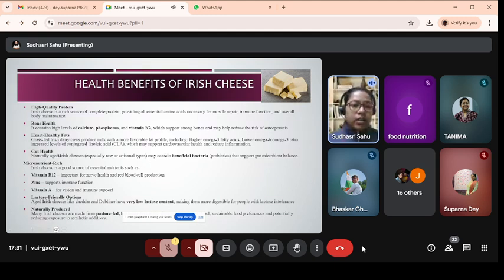And for gut health also, naturally, Irish cheese may contain beneficial bacteria, probiotics, that support gut microbiota balance. And it also has some micronutrients. These are vitamin B12, zinc, vitamin A. And it's a naturally produced pasture fat based cheese. And it's a sustainable food preference, potentially reducing the exposure to synthetic additives.